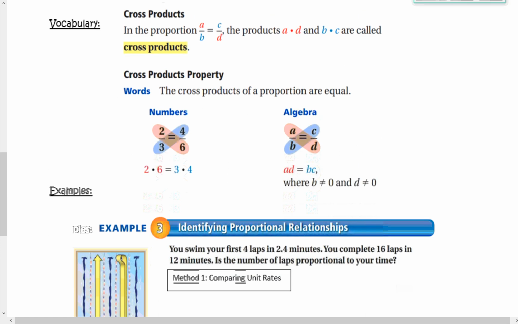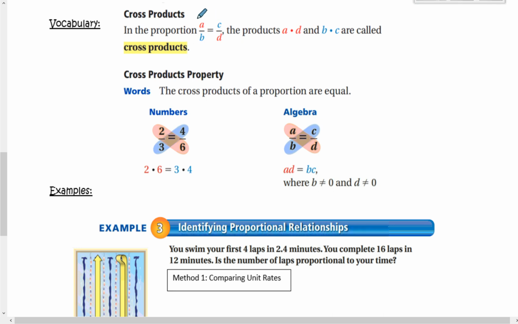A lot of what we just went over was review from 6th grade, except for maybe adding in some fractions. Now we're going to learn the 7th grade piece of proportions, which is going to make your life a lot easier in certain situations. We need to talk about the vocabulary word cross products. In a proportion, A over B is equal to C over D.